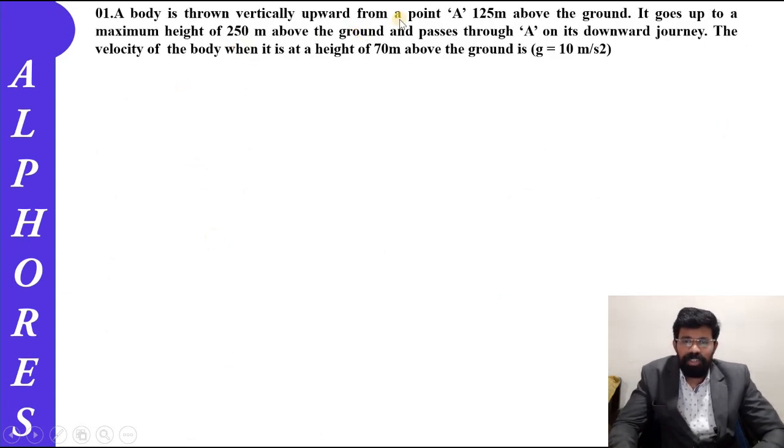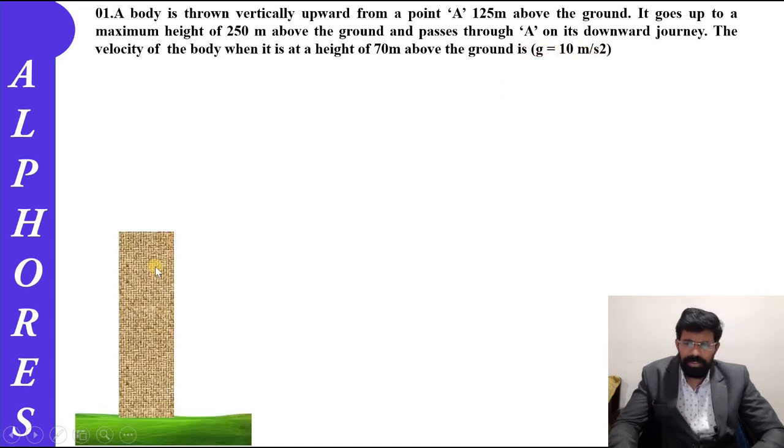A body is thrown vertically upward from a point A 125 meter above the ground. It goes up to a maximum height of 250 meter above the ground and passes through A on its downward journey. The velocity of the body when it is at a height of 70 meter above the ground is... He is asking us to take g as 10 meter per second square.